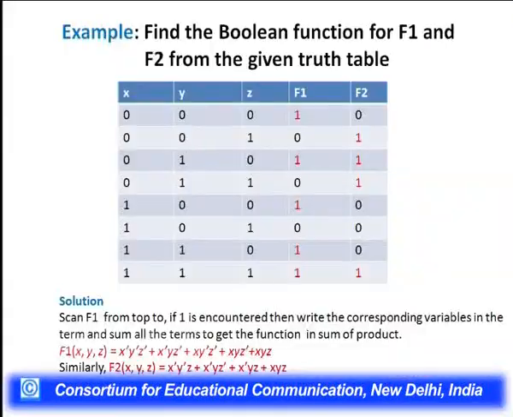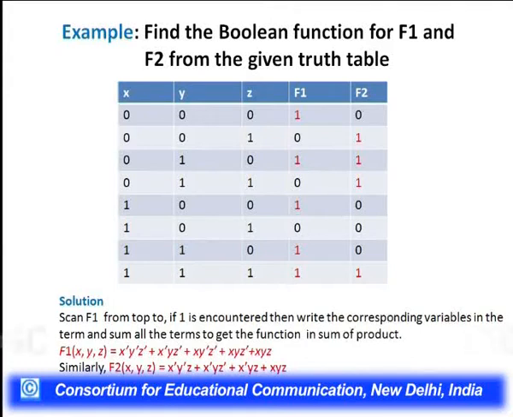Now consider another example. Find the Boolean function for f1 and f2 from the given truth table. In the table there are 3 variables x, y, z, and all combinations are 8. In the question the table is given. From the table we have to find the Boolean function. First you can scan the given function output. F1 and F2 are the outputs; x, y, z are the inputs.